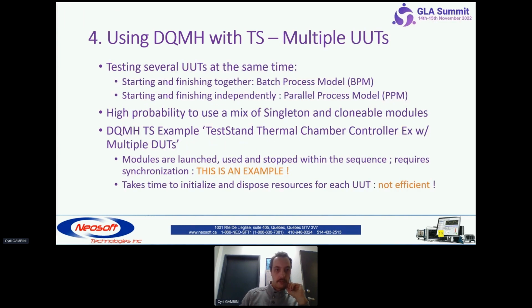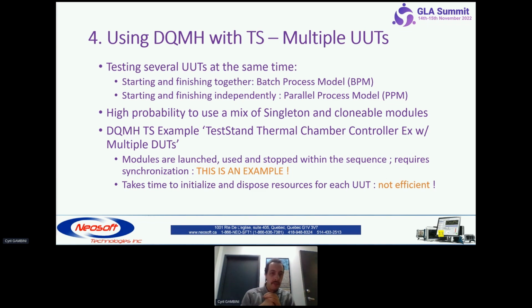So it's more about what you'd like to do. There is no bad way to do things, but there are some more efficient ways to do it. If you want to use multiple UTs, you've got basically two options in TestStand: using the batch and/or the parallel process model.